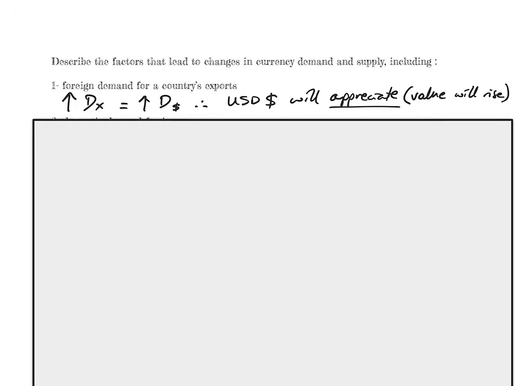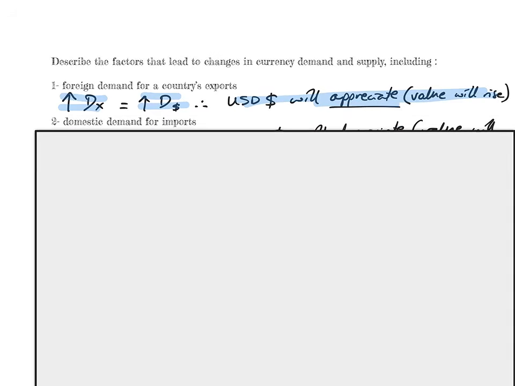So the IB economics syllabus requires you to describe the factors that lead to changes in currency demand and currency supply, including number 1, foreign demand for a country's exports. If the demand for your country's exports increases, the demand for your currency will increase. So let's assume this is the market for US dollars. If the demand for American exports increases, foreigners will want more US dollars, so the demand for US dollars will increase. The US dollar will appreciate. That means its value will rise.